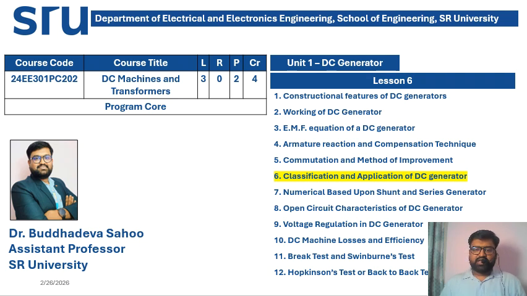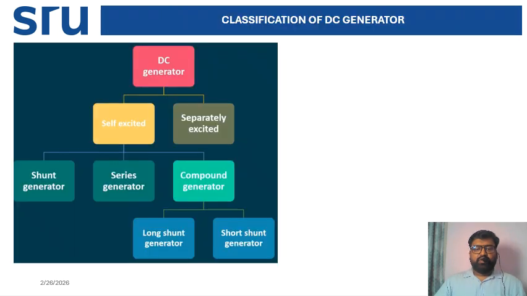I am working as an assistant professor in SR University, and this is my sixth lecture on the part of DC generator. Come to the point, the sixth lecture is classification and application of DC generator. Here we will understand the types of the DC generator and the applications where we can apply these DC generators. Now the point is classification. How will classification be done?